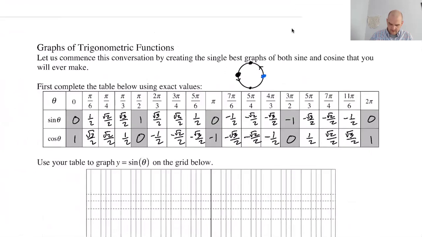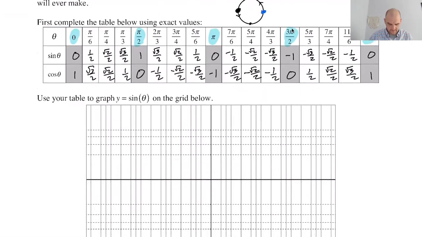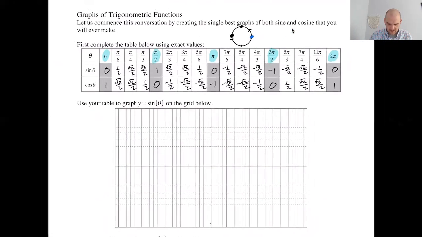Okay. So you'll notice that a couple of the columns are sort of grayed out. Those are actually the quadrantals, and they're going to be very important to this process. So these are a big deal. I know they're already shaded in gray, but I want to highlight it again just so you definitely notice that. So here's what we're going to do. We're going to use the table, and we're going to create a graph of sine.